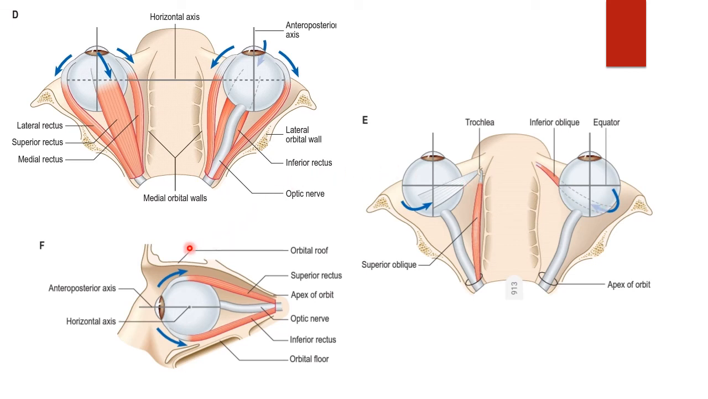Similarly, inferior rectus muscle on this horizontal axis cause depression of the eyeball. Simply जब ये contract करेगा तो eyeball will rotate downwards. But how the superior oblique will cause depression?